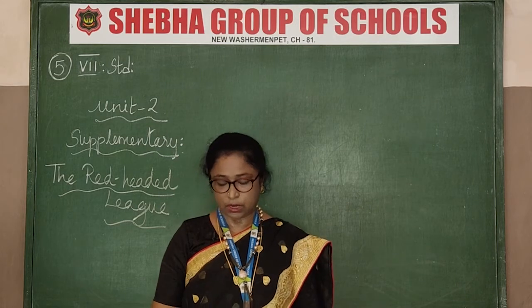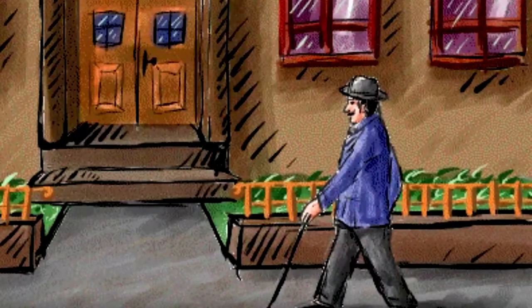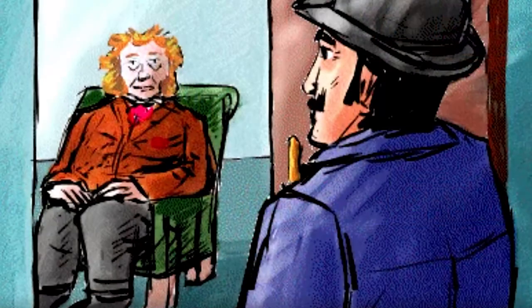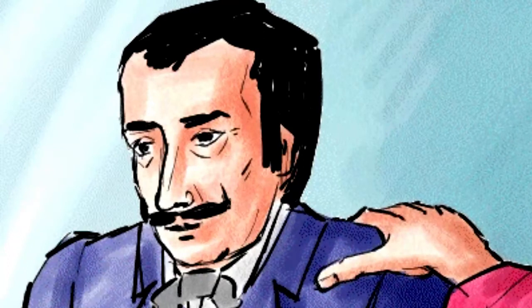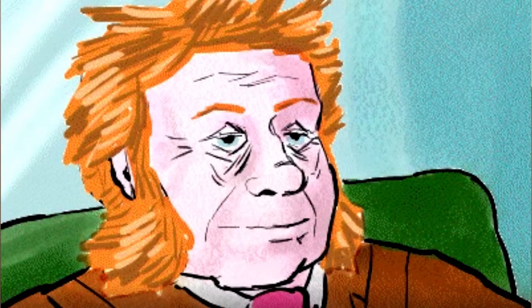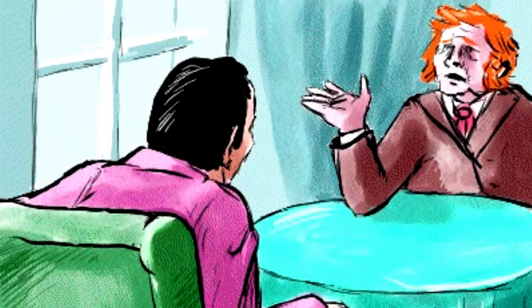Next, I'm going to tell you about the story. One day, Dr. Watson visited his friend Sherlock Holmes at his home in London. When he arrived, Sherlock Holmes was talking to a man in his living room. Then Sherlock Holmes introduced Dr. Watson to Mr. J.B.S. Wilson. Dr. Watson noticed that Mr. Wilson had unusually bright red hair. J.B.S. Wilson knew that Sherlock Holmes was a famous detective who solves crimes, and so he wanted him to solve a mystery. Sherlock Holmes asked Mr. J.B.S. Wilson to tell his story.